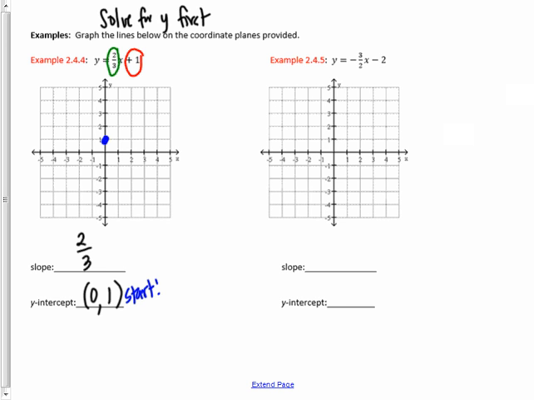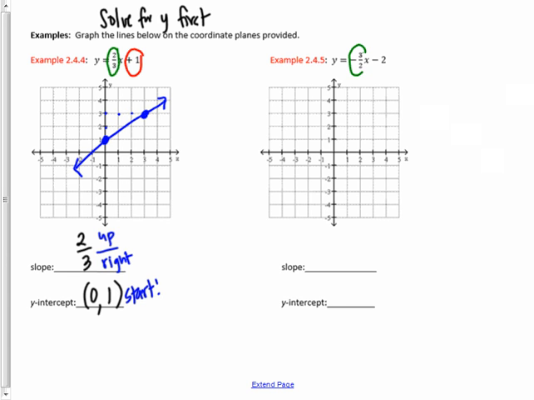Slope is like climbing stairs. You're always going to go up the top number, and then if it's a positive slope like this one, you go right the bottom. If it's negative, you would go left the bottom. So put your pencil back on your dot at 0, 1. From there, you're going to go up 2, and then you're going to go to the right 3. And make your next dot, showing them up with a straight line.